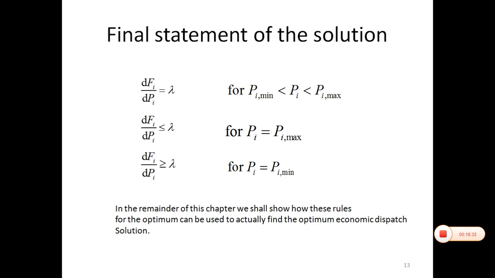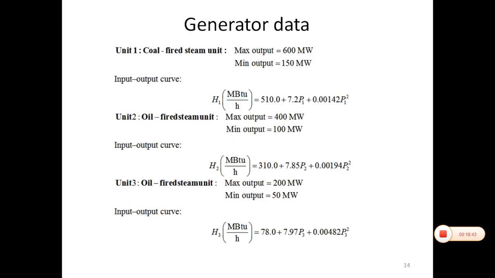So this is the remainder of this course, where we shall show how these rules for the optimum can be used to actually find the optimum economic dispatch solution. Now for example, if we have generator data like this, we will take 3 units, unit 1, unit 2, unit 3. Unit 1 is a coal-fired steam unit, meaning that it is driven by coal fuel.